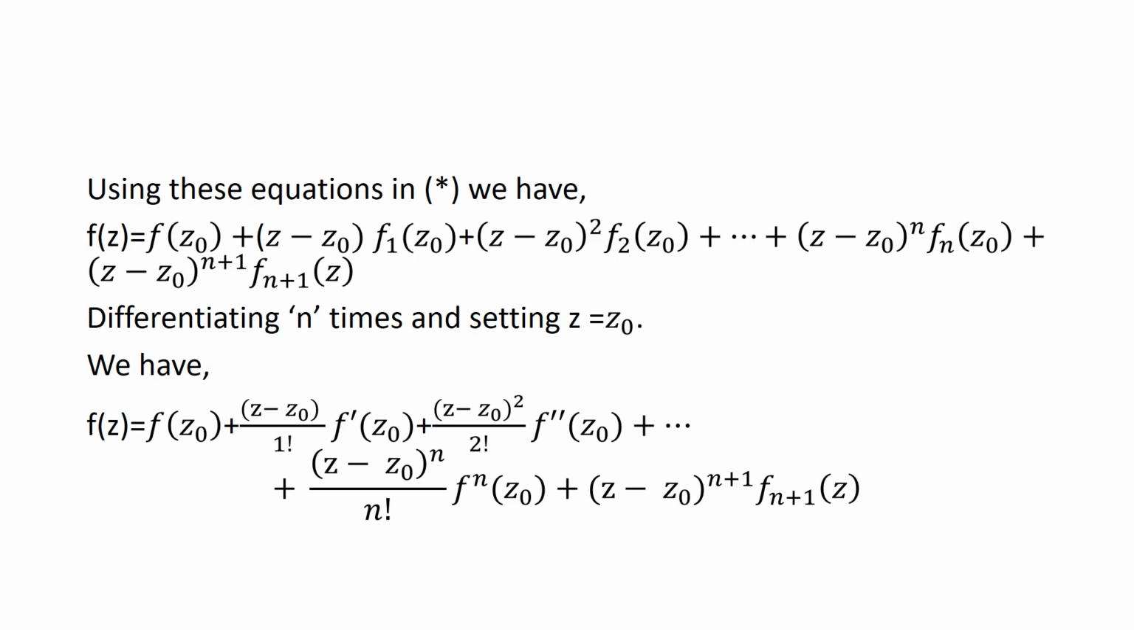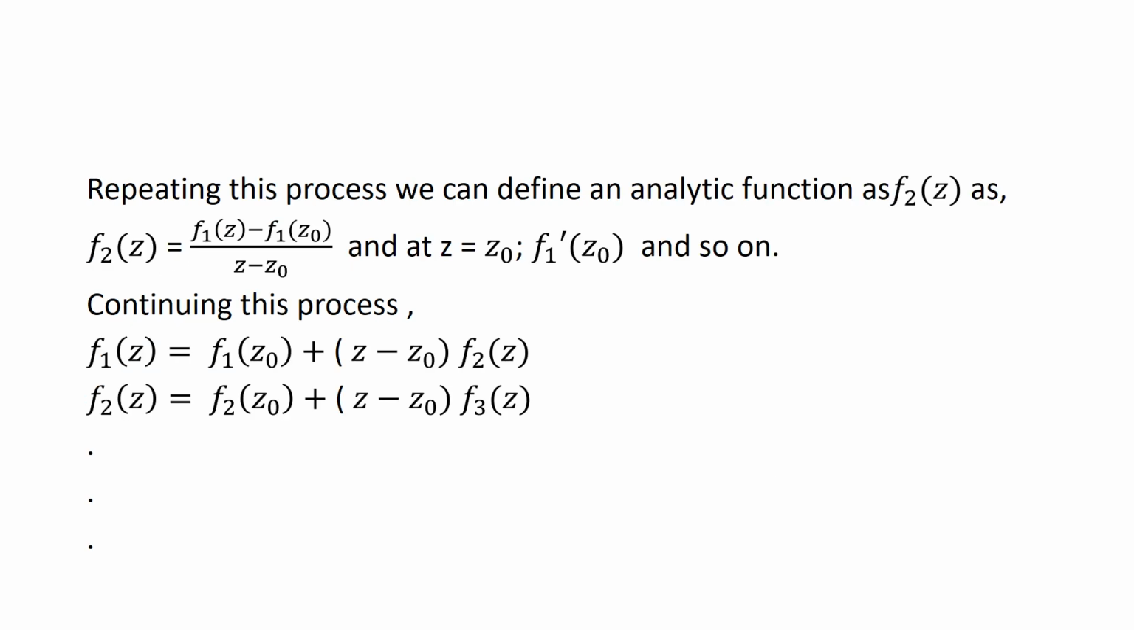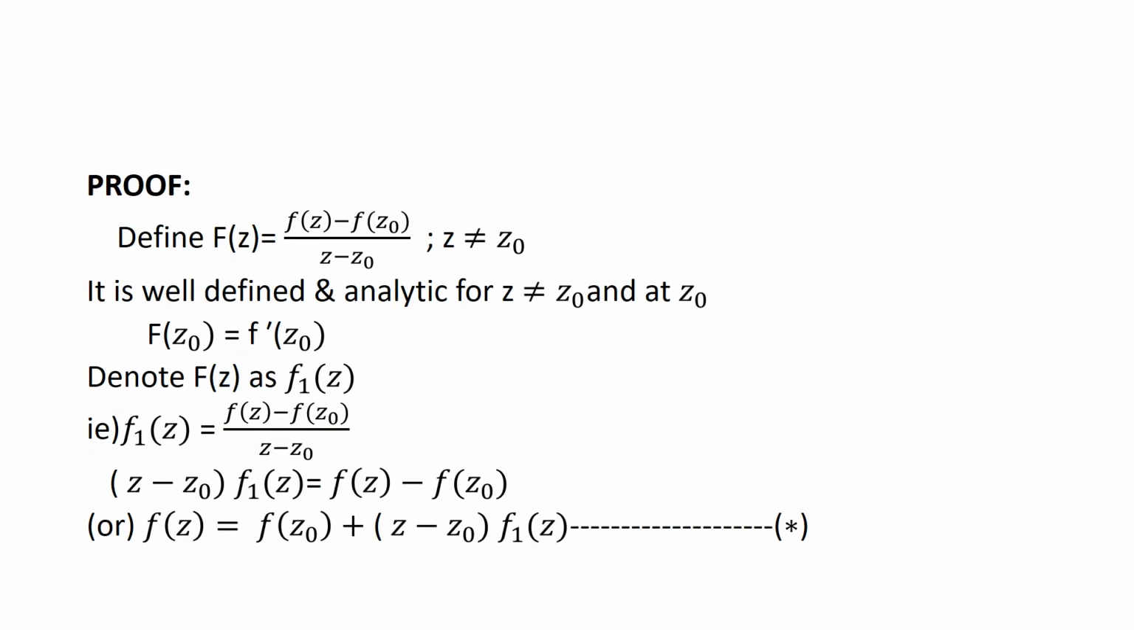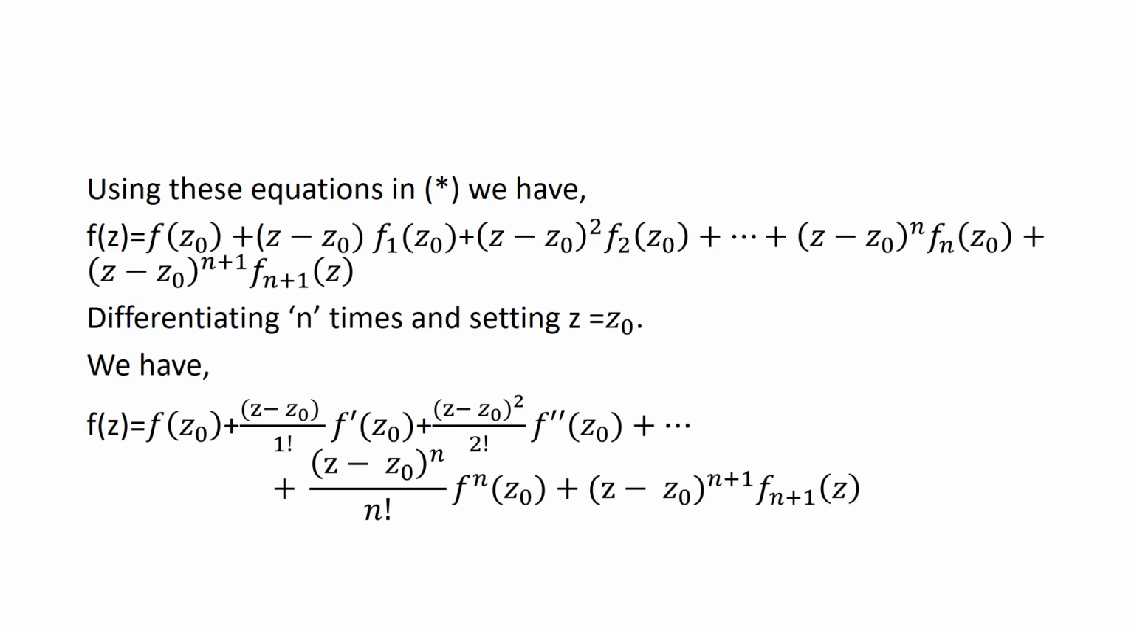Using these equations in star, that is, substituting them in equation star, we can write f(z) as f(z₀) + (z − z₀) f₁(z₀) + (z − z₀)² f₂(z₀) + ... + (z − z₀)ⁿ fₙ(z₀) + (z − z₀)ⁿ⁺¹ fₙ₊₁(z).